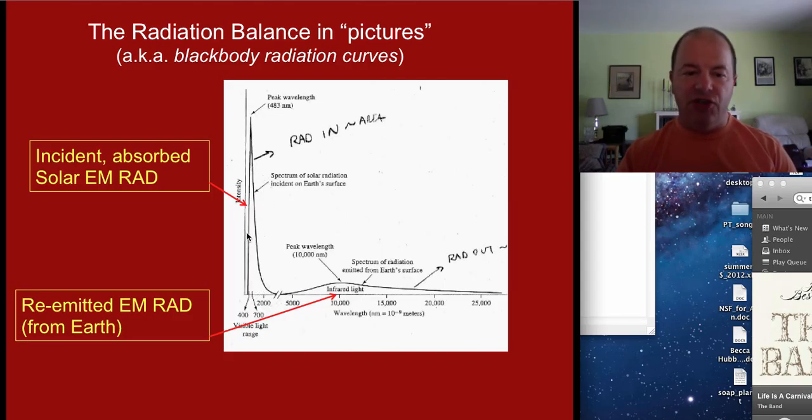So this sharp black body curve here is a black body curve for the sun, but it's not for the entire sun, because that would be much huger than the black body curve for the Earth. But rather, it's the black body curve.